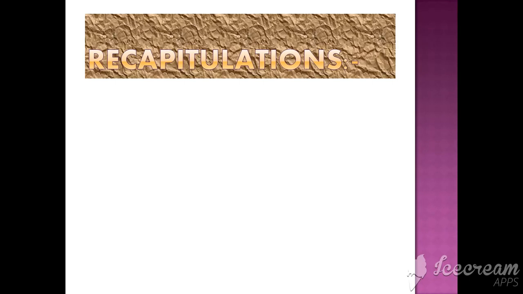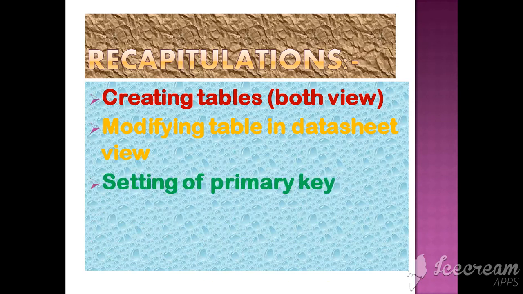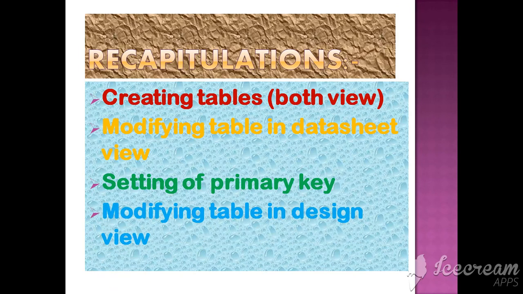And let's see what are the things we are going to recapitulate. First is creating tables. We will be creating tables in both the views. Modification we will do, what kind of modification we can do in both design view as well as datasheet view. And we will be setting up primary key.